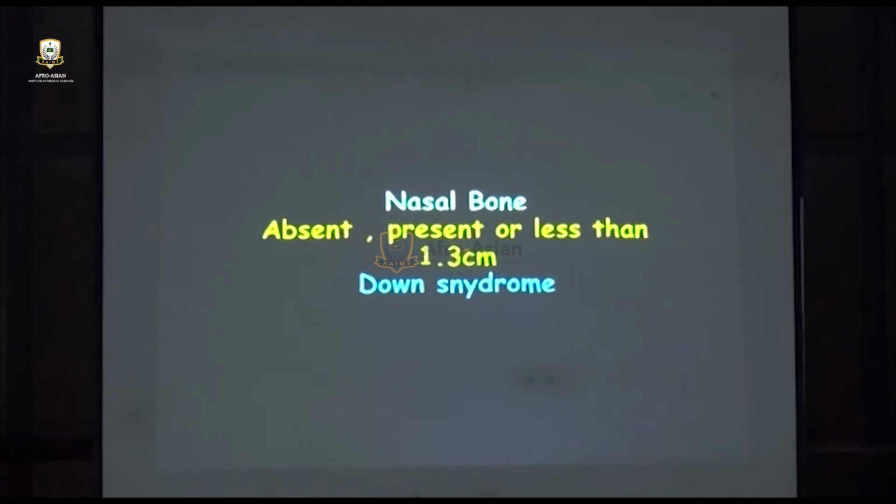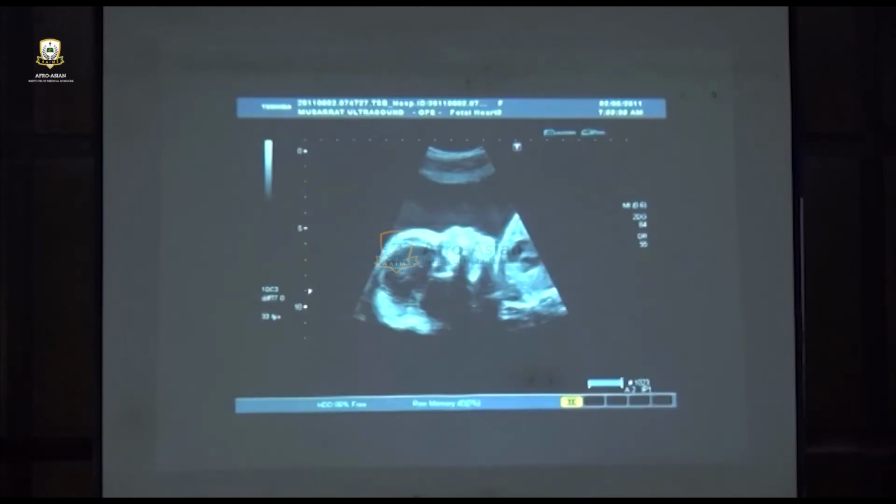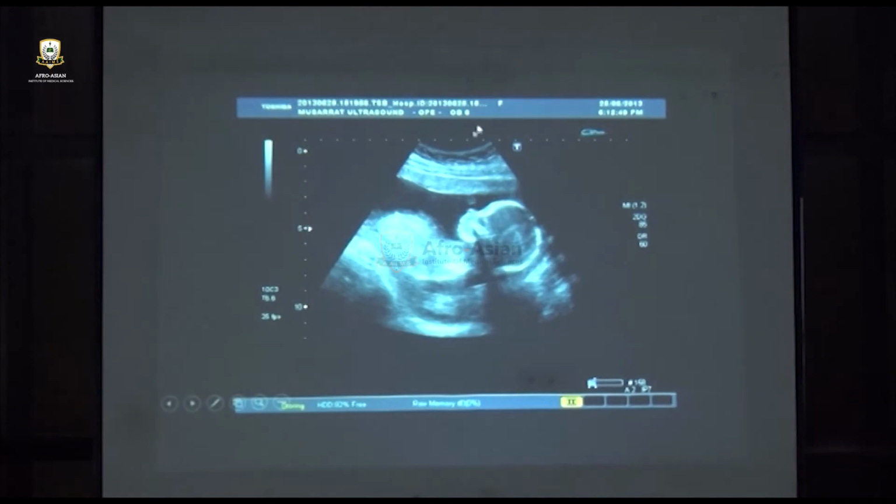Now coming to the nasal bone, I agree with Kypros Nicolaides that if you see absent nasal bone, it's a high risk that it is an underlying chromosomal abnormality. But when it is present, or when we measure it, anything less than 1.3 centimeters is a Down syndrome baby. So here you can see the curvature of the frontal bone, and with that you see this nasal bone with its tip, and that is of course the normal nasal bone which you have to measure, and it should measure 1.3.